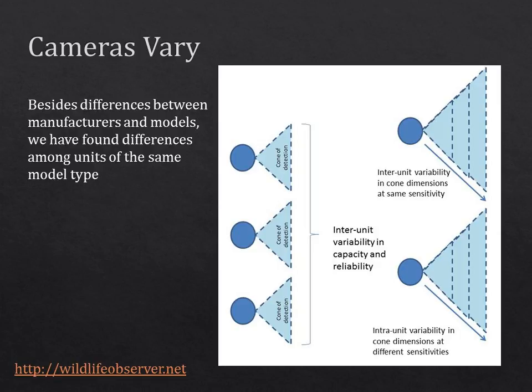So besides the differences between manufacturers and models of cameras, which you would expect if you buy a camera from Bushnell or Reconyx, you'd expect them to be somewhat different from each other, we've also found that within a model, sometimes you have unit variation. That inter-unit variation actually changes your cone of detection, which is the area in front of a camera where an animal can be detected and a picture taken of it. That can vary between models of cameras, and it can also vary between units. Knowing about that sampling area is really important to know what you're actually sampling.